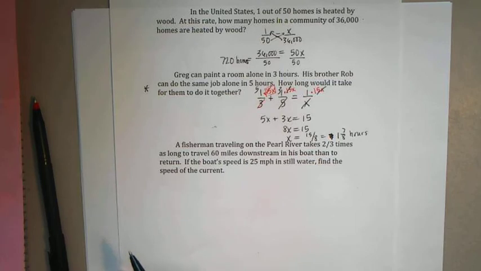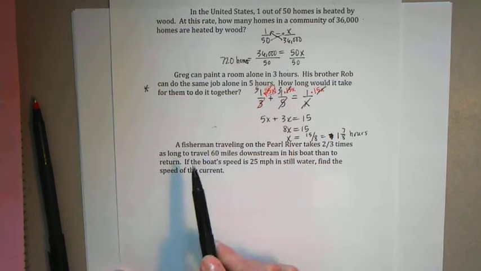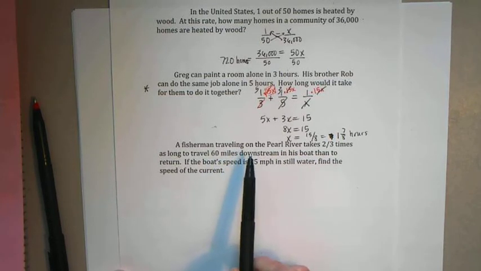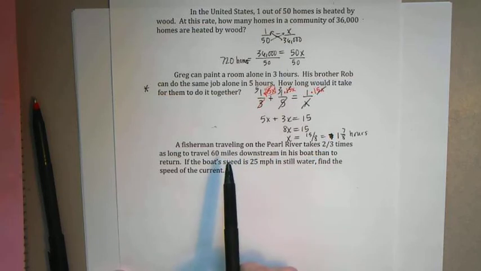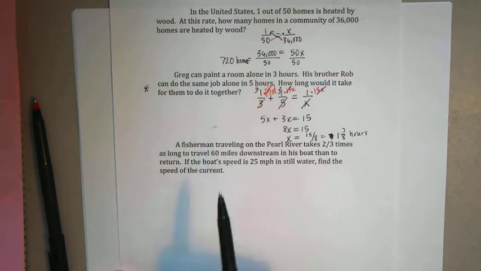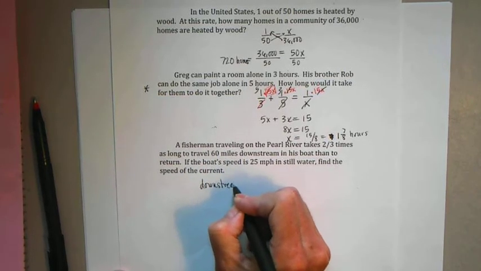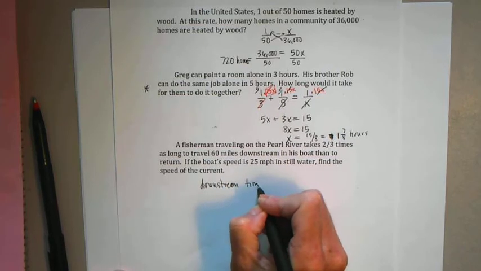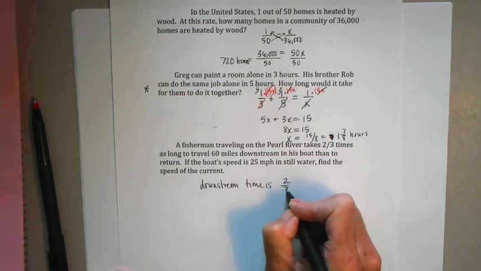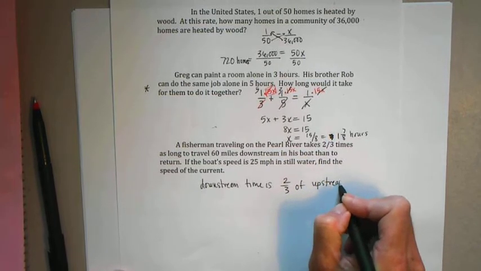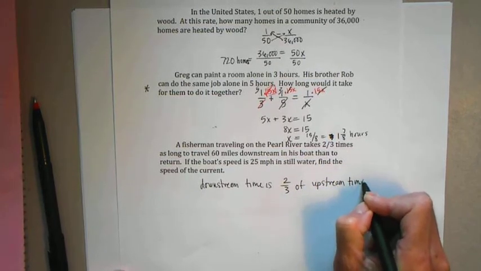What I like to do is try to summarize this in as simple terms as I can. What I basically find is that it's saying it takes him 2/3 as long to go downstream, and he's going to go 60 miles. So the downstream time is 2/3 of the upstream time. That's how I would summarize what they're saying.